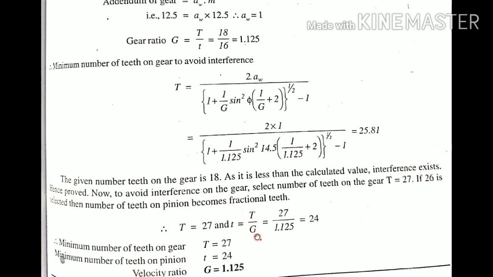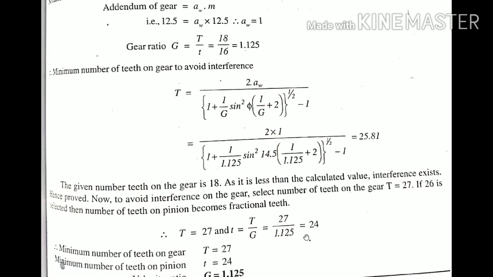Small t is equal to capital T by G. 26 divided by G, which is 1.125. Then what is the value you will get? You will get it in terms of a fraction. Wait, I will calculate myself. So 26 divided by 1.125, you'll get 23.11. Therefore in manufacturing, you can't manufacture fractional teeth like that. You always should round up.